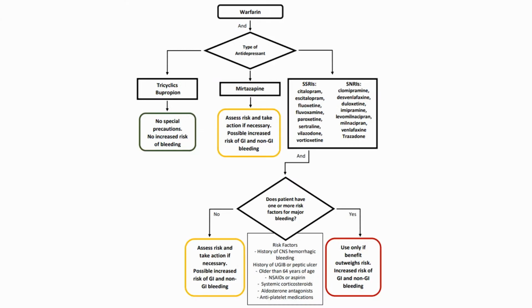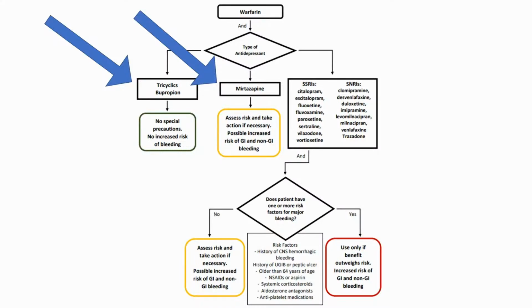Next, let's look at the algorithm for warfarin and antidepressants. This has several decision points that could be implemented within the Advanced Drug Interaction Editor. It also has one decision point that could not be implemented within the Advanced Drug Interaction Editor. For example, we could exclude tricyclic antidepressants and bupropion from the drug interaction alert. At the facility level, we would need to decide if we want to include or exclude mirtazapine from the drug interaction editor. The last decision point asks if the patient has one or more risk factors for major bleeding.